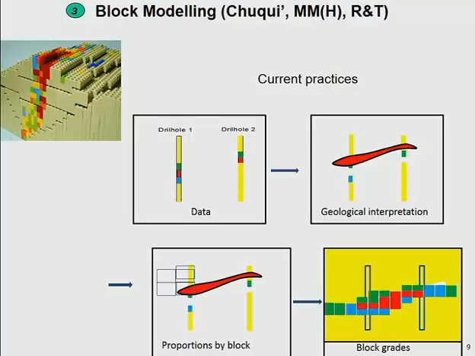Then what they do is an intersection of this object with a grid, a 3D grid defined, in order to get a sort of graphic intersection to assess a percentage. And they say this block contains a given percentage of this unit.